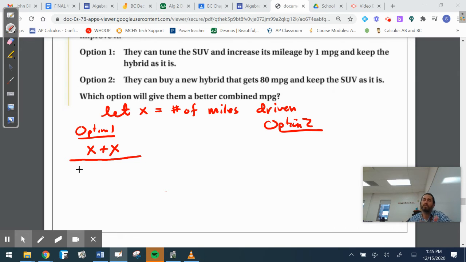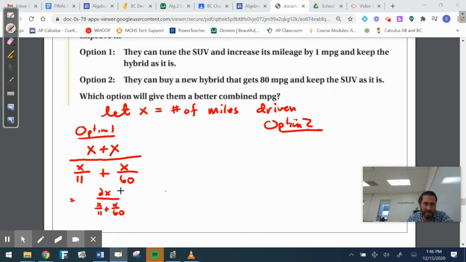Well, if we increase my wife's driving from 10 to 11, then that would be miles over 11 miles per gallon, which gives me gallons, believe it or not. And I'm keeping the hybrid as it is, so we have miles driven over 60 miles per gallon, which also gives me gallons. So it'd be miles per gallon, and that would be 2x over x over 11 plus x over 60.